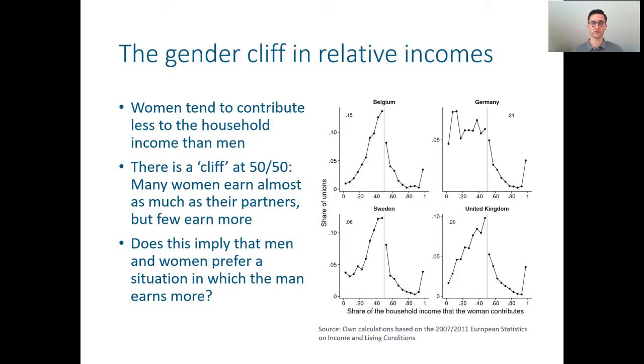Early observers of this macro-level pattern in relative incomes have suggested that it indicates that men and women try to avoid a situation in which a woman earns more than her partner. The argument behind this is that traditional gender norms hold that the man should be the main provider for the family, so that the situation in which she earns more than he threatens the man's gender identity and therefore is avoided.